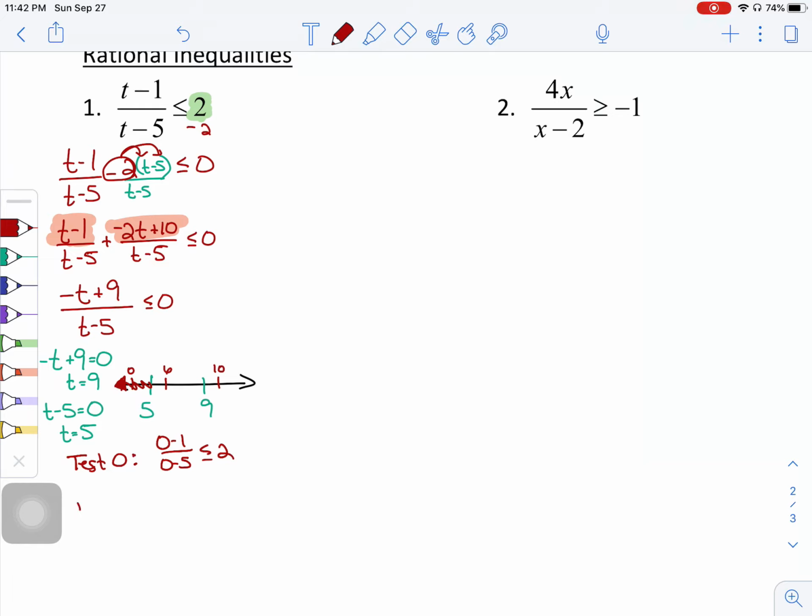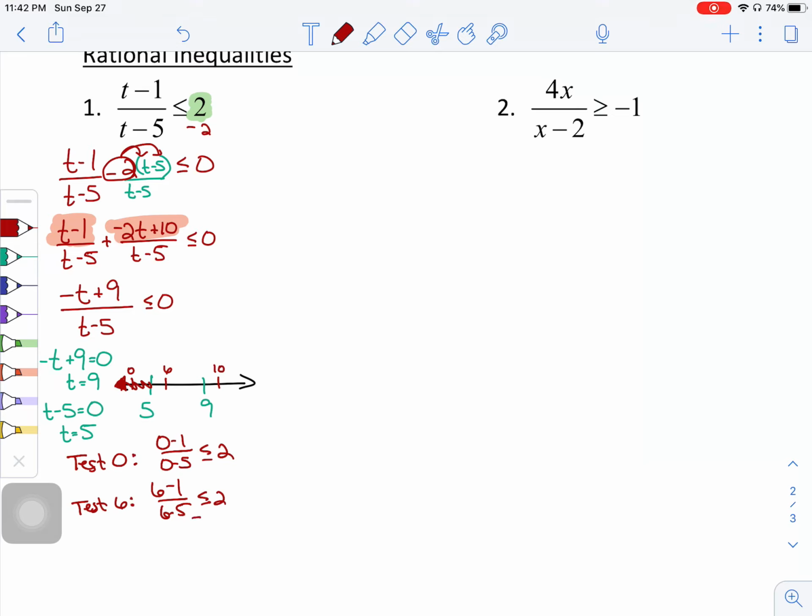If I test 6, so I've got 6 minus 1 over 6 minus 5. So what would that be? That would be 5 over 1.